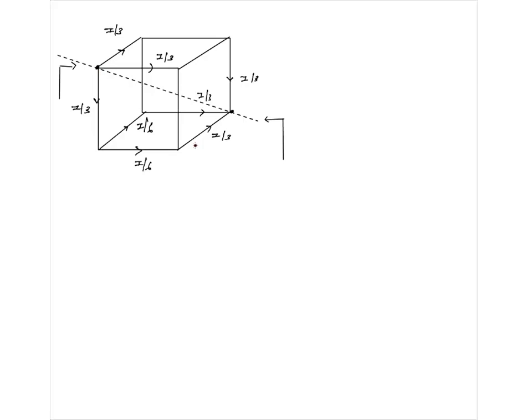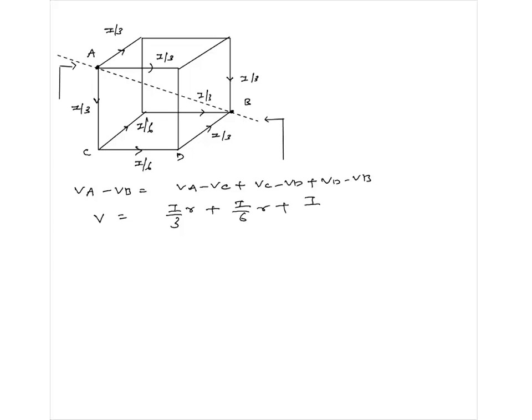Now choose any path, call it AB. VA minus VB is equal to VA minus VC plus VC minus VD plus VD minus VB. VA minus VB is V, where the battery is connected. VA minus VC is I by 3R, then I by 6R, then I by 3R. Just find V by I. V by I is called resistance, I mean overall resistance.